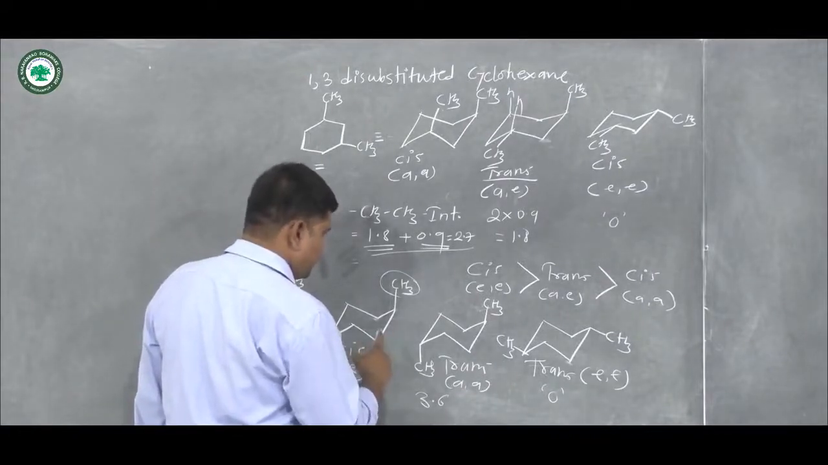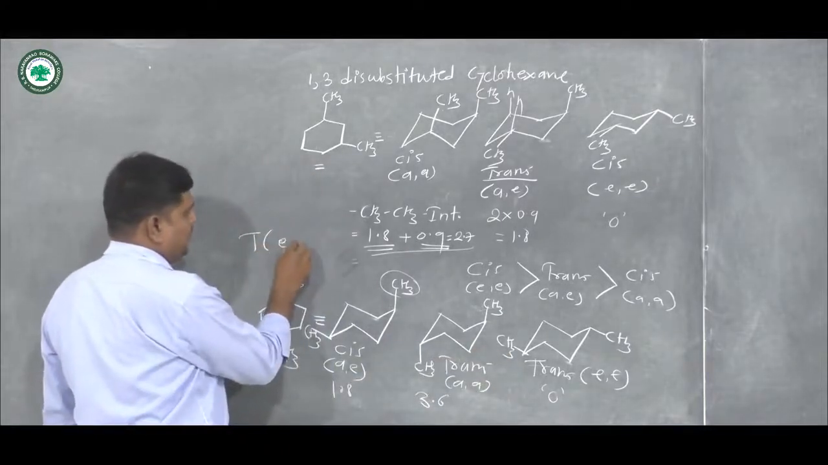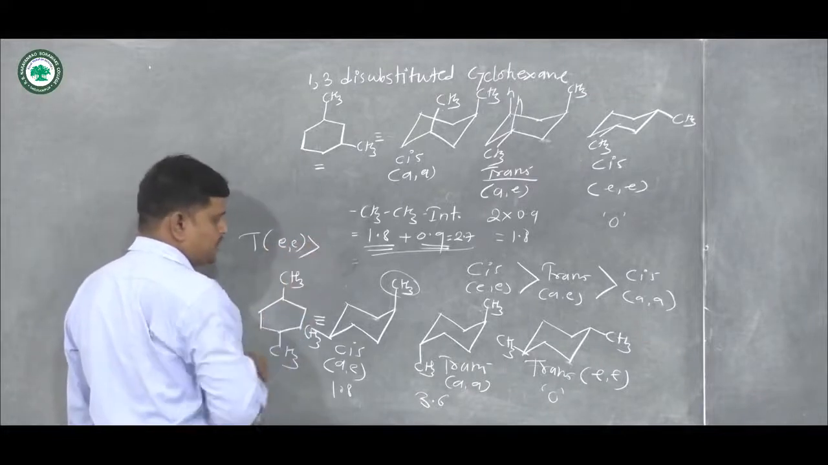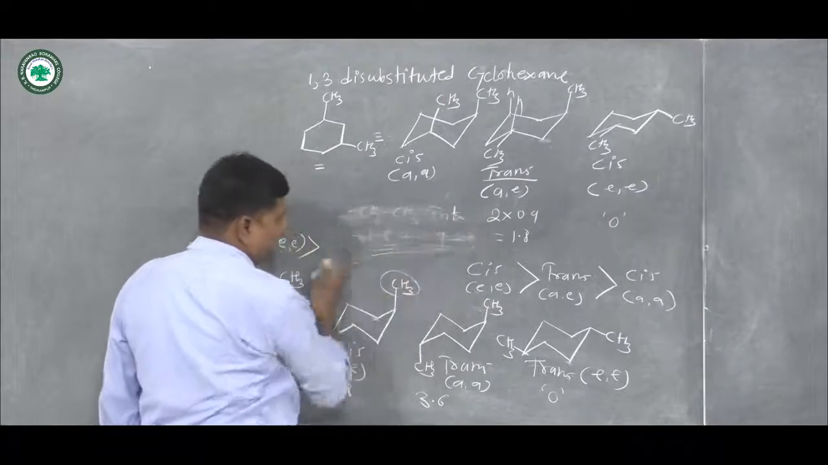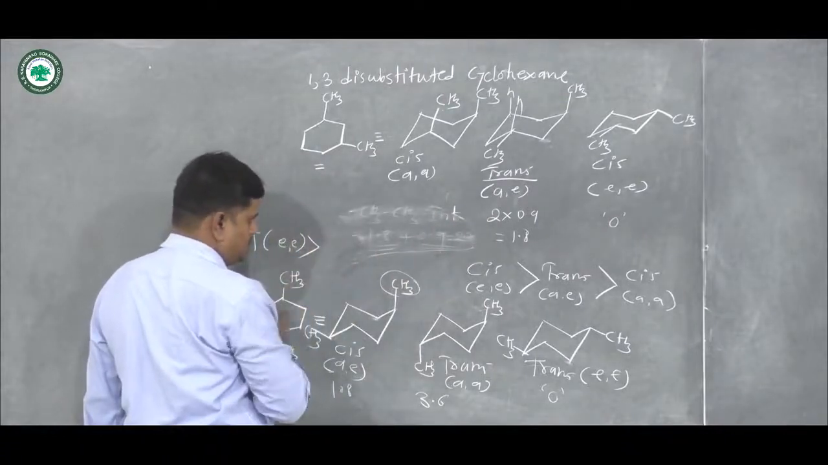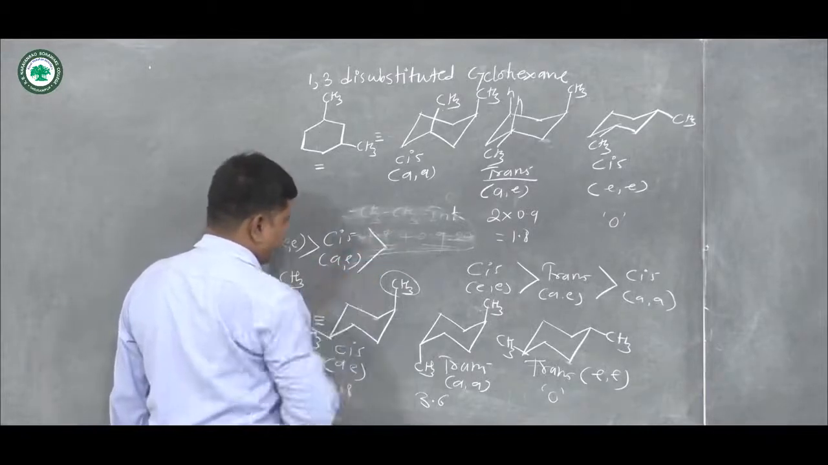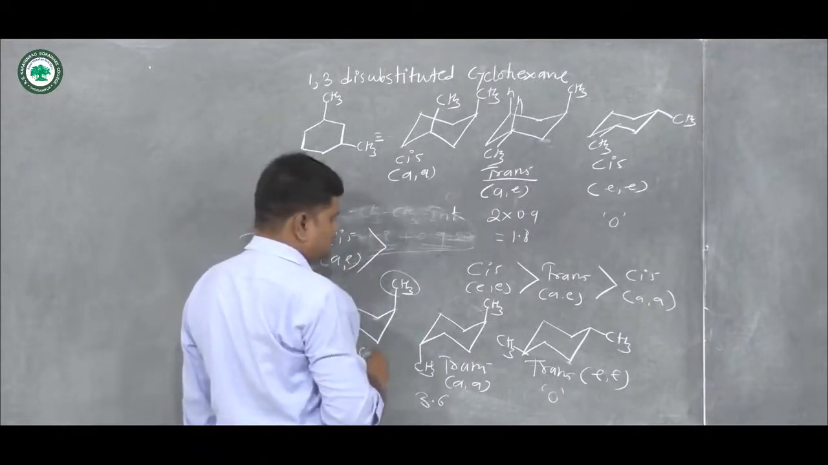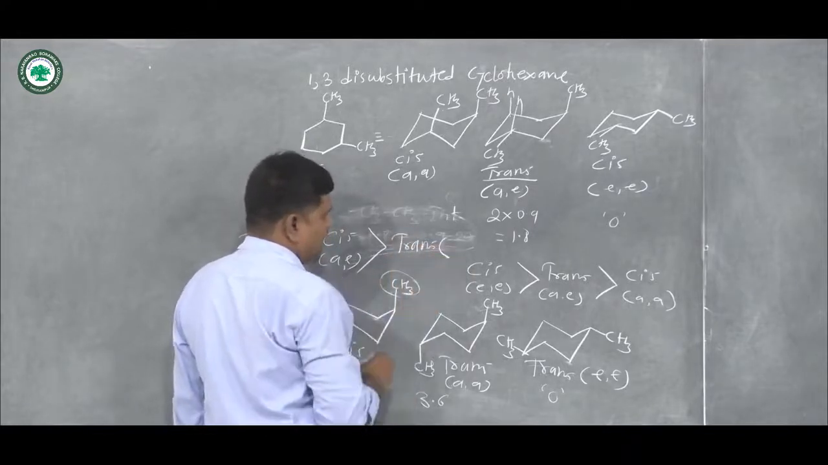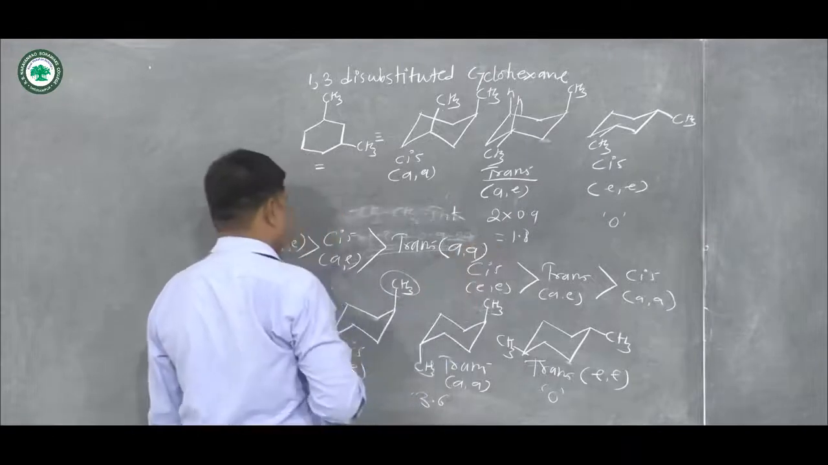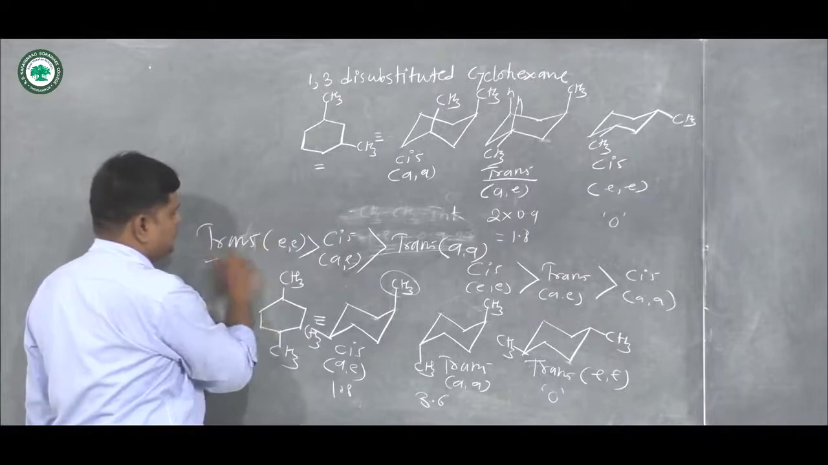it's a stability order: this trans equatorial is more stable than cis axial equatorial, and the last one, the highly unstable structure, is trans axial. Okay, here I write trans.